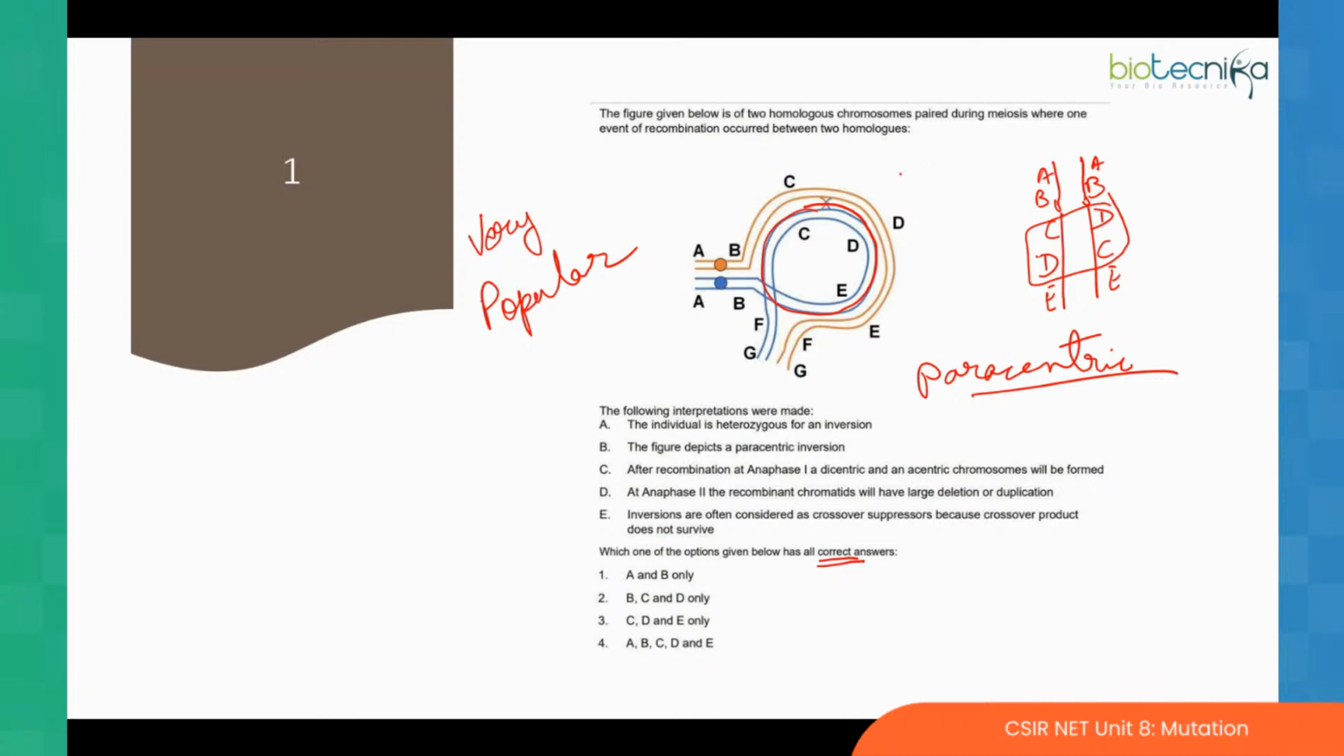So now you know that this is paracentric inversion. Now, if it is paracentric inversion, then what will be the consequence? As I am telling you, that consequence will vary depending on whether it is a heterozygous paracentric inversion or heterozygous pericentric inversion.